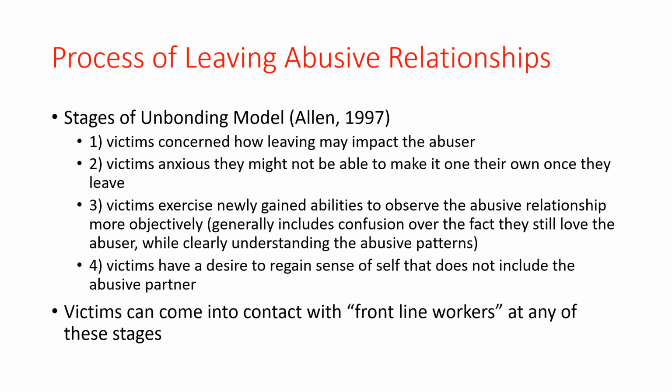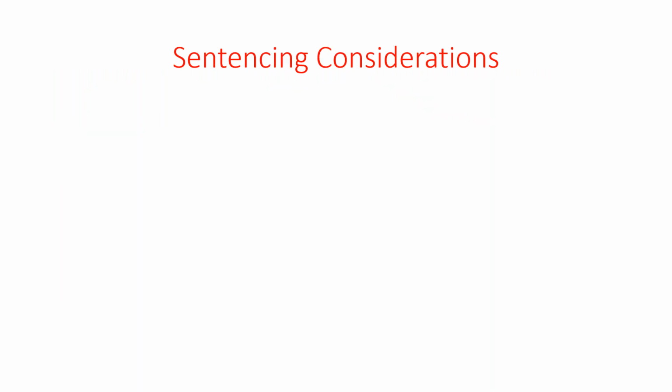There are stages, the stages of a bonding model that one of the researchers talks about, how they've got to work through these stages to get to the point of leaving the abuser. And when you come into contact with a victim, it can be at any one of these stages. So don't expect somebody is going to be at any single stage.